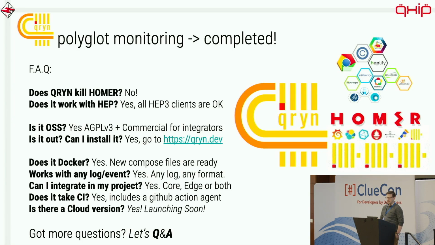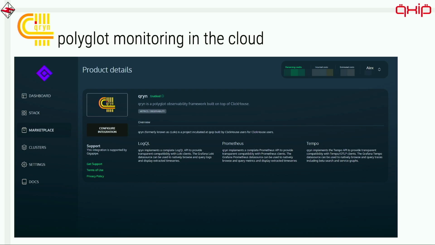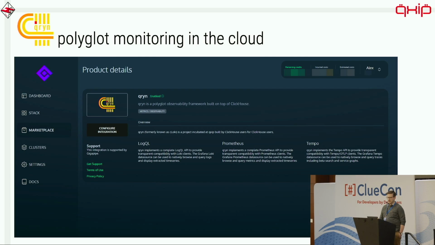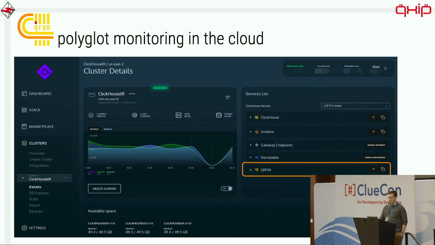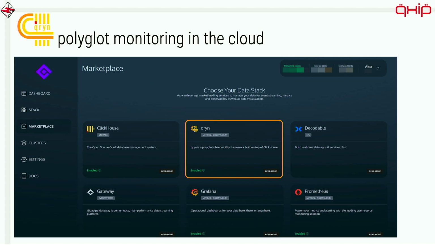Is there a cloud version? Yes, there's a cloud version, and it's launching soon. We've been working and partnering with QXIP, which is a ClickHouse cluster host, and they are working to make QRYN available instantly in their clusters. So as you are using them, you will be able to use QRYN in the clusters that you get from them. It will be available inside your cluster details to send logs to, and it's also helpful to trace and monitor the ClickHouse unit itself that it is running on, and it will be available in their marketplace coming soon.